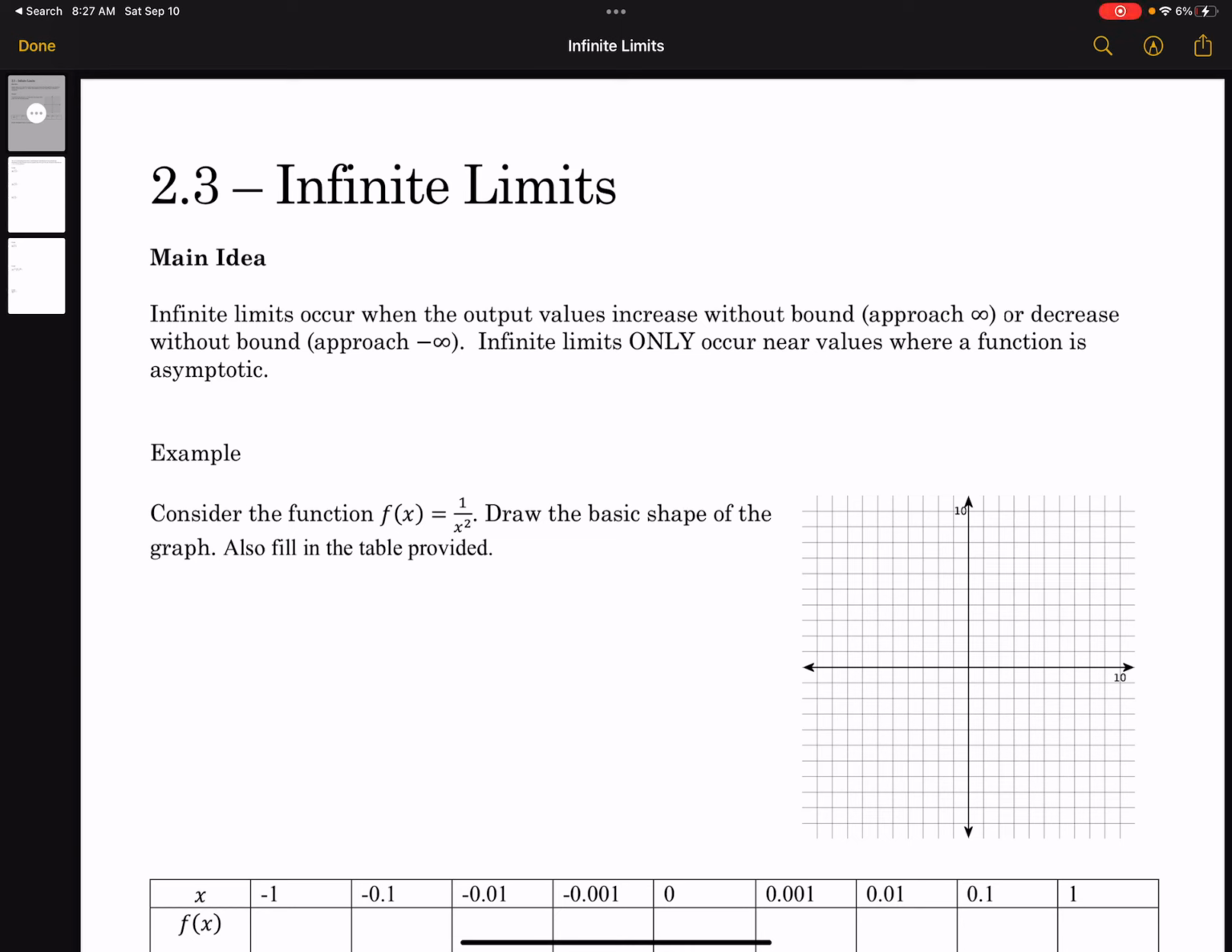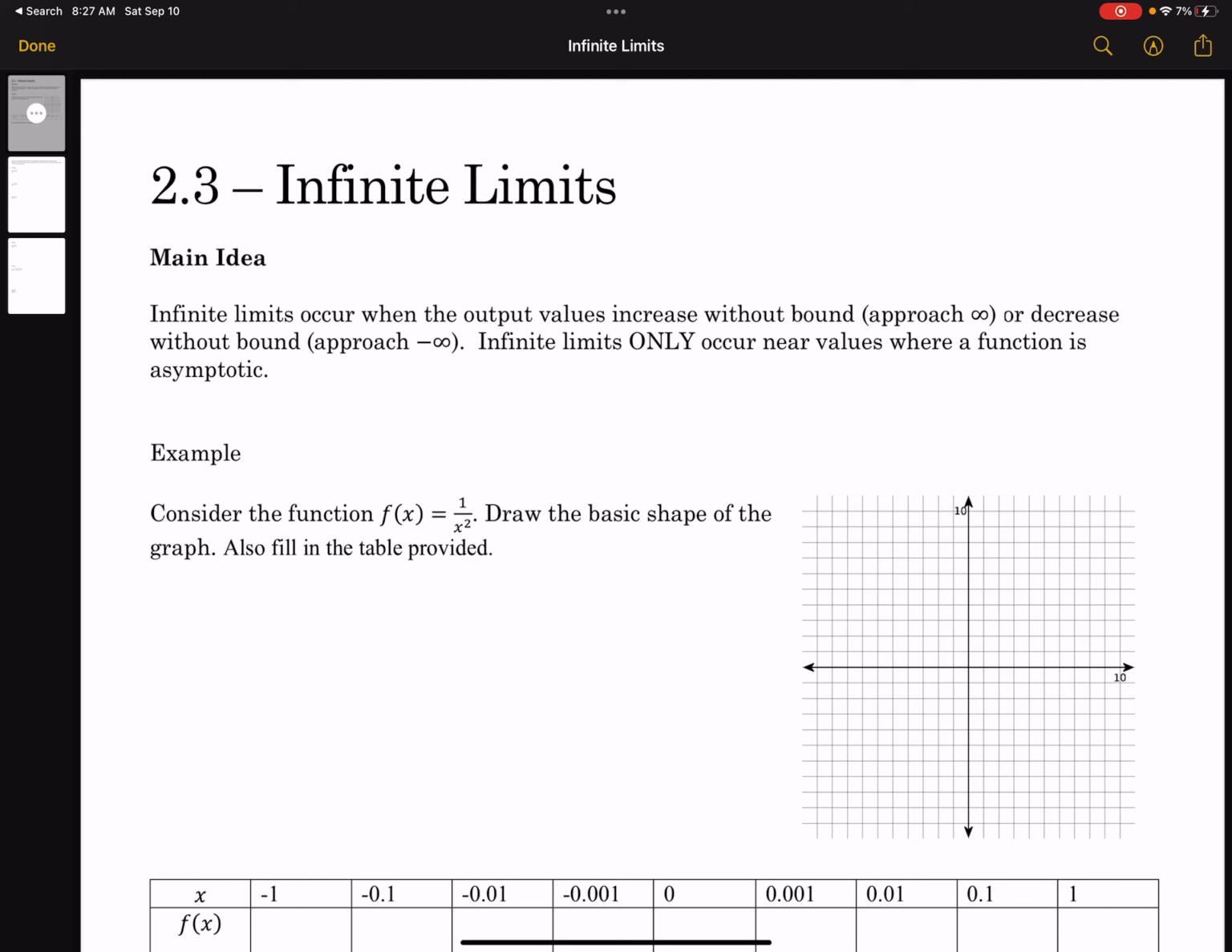Hi students, in this video we're going to talk about infinite limits. So our main idea is that infinite limits occur when a value increases without bound, which means we're going to go to positive infinity, or the values close to a value decrease without bound, which means that the values are going to go to negative infinity.